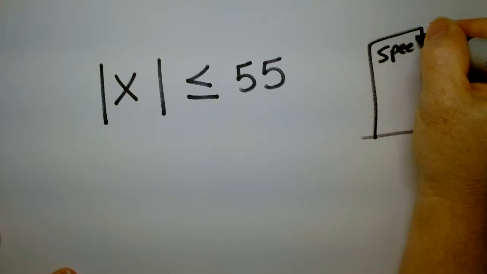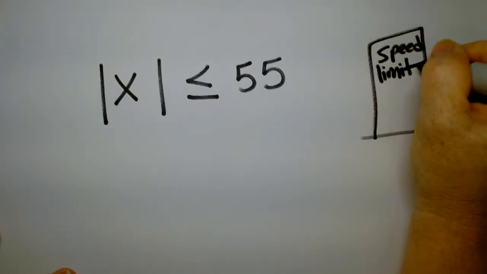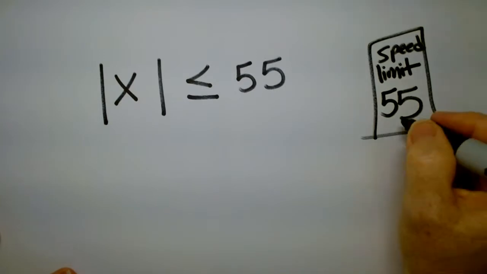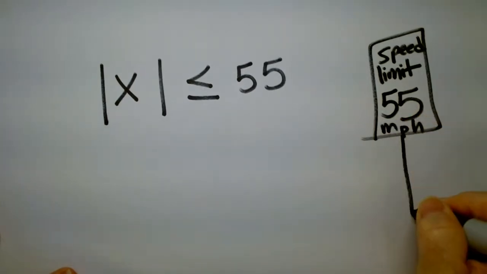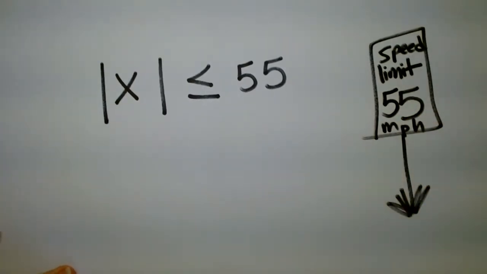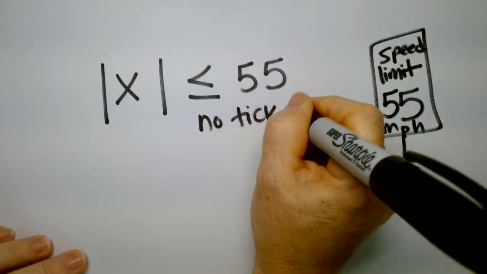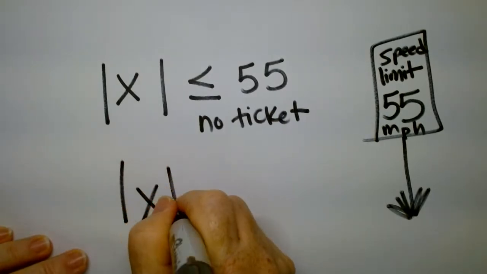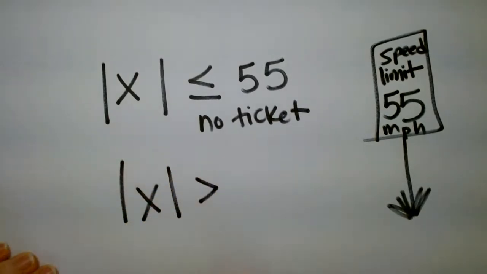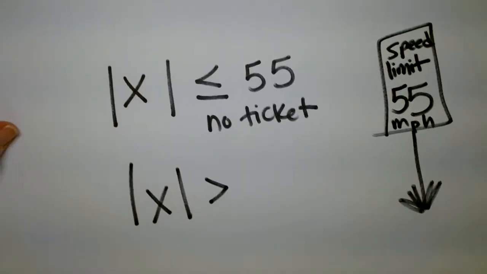Speed limit, or maximum, I think it says, yeah? MPH, right? So this is on the side of the road. So this means no ticket. This means, oh, wait. Did I write absolute value bars on there? I did. Look at me.